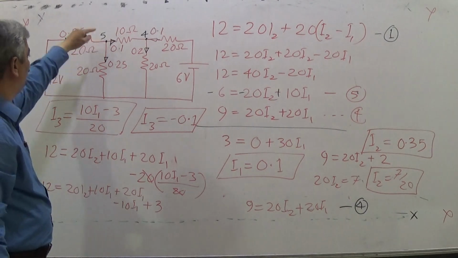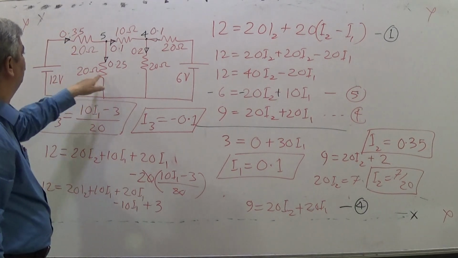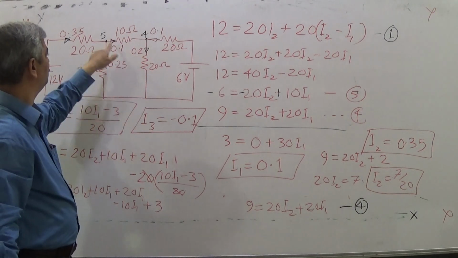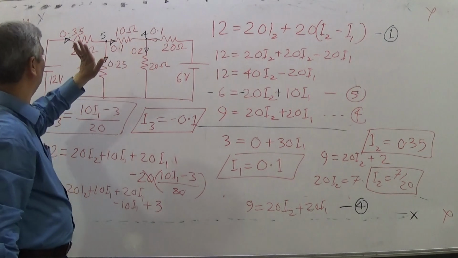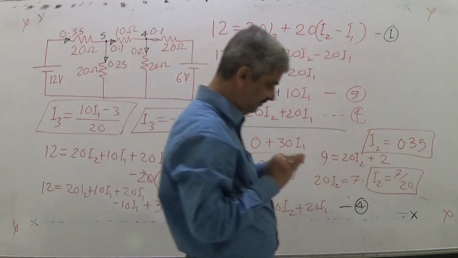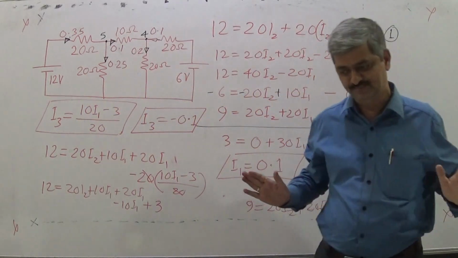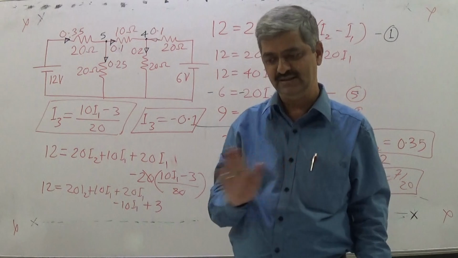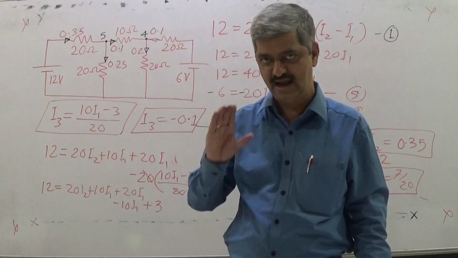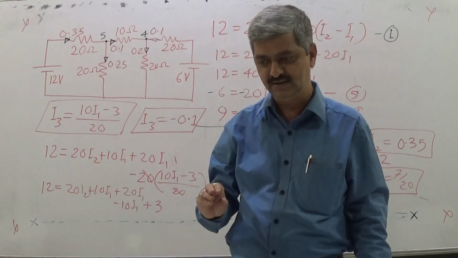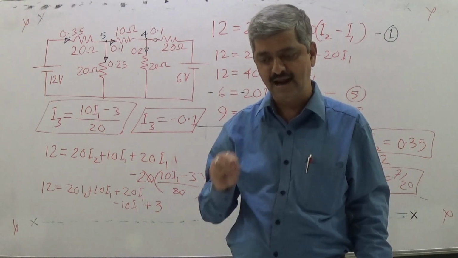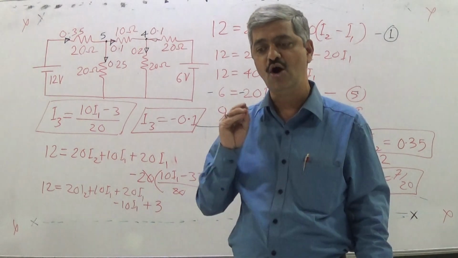So this current, 5 volts upon 20, 0.25. 4 volt upon 20, 0.2. 5 minus 4 upon 10, 0.1. So you can verify that. So after we solve the problem, that is simple problem consisting of voltage sources and resistances, we get values of voltages at all nodes and currents in all paths.